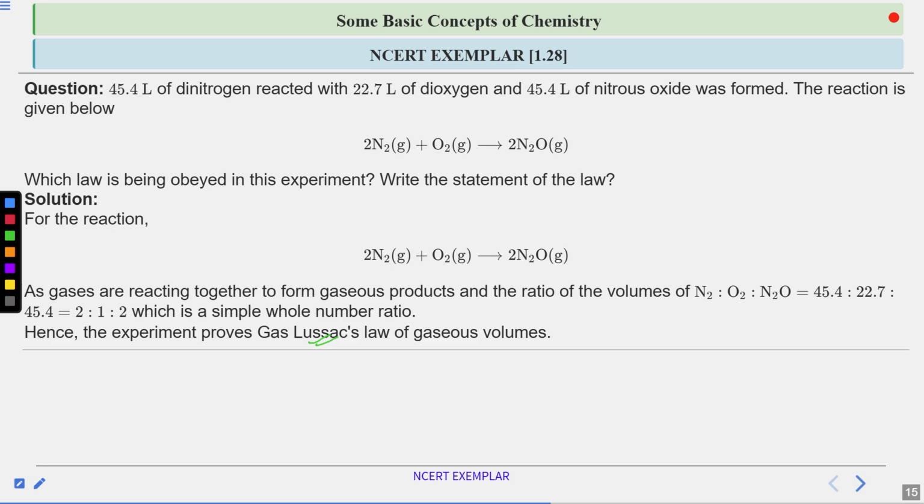Is it correct? If you have any issue, you can ask it. It's very simple. Gay-Lussac's law of gaseous volume has been explained using this equation. And it is very true also, because 2 moles of this is reacting with 1 mole of this to give 2 moles of this. In 1 mole of O2 at NTP, we will have 22.7 liters, and in 2 moles of N2, we will have 45.4, because 2 multiplied by 22.7 will give you this. So it is 2:1:2. Now moving on to the next question.